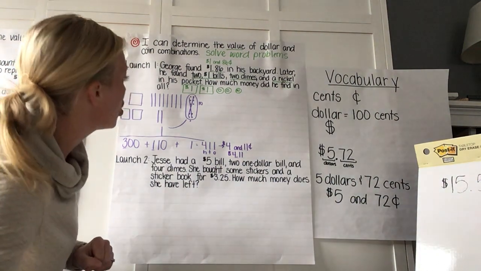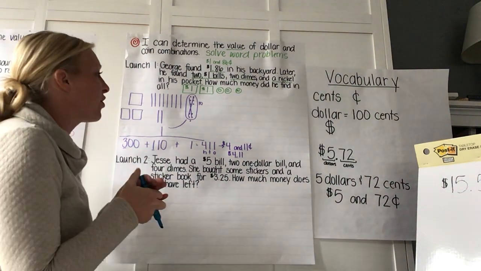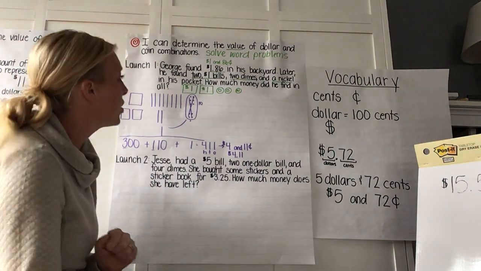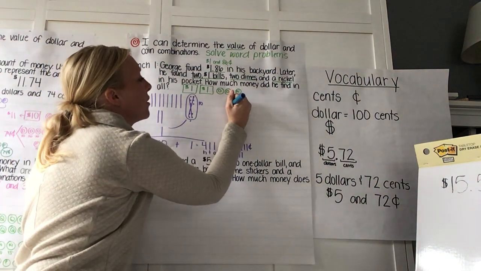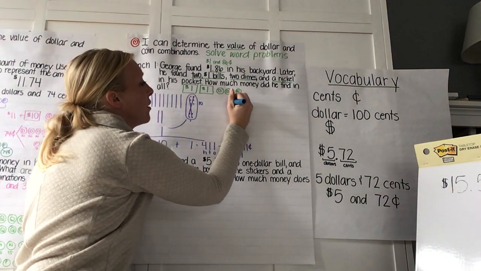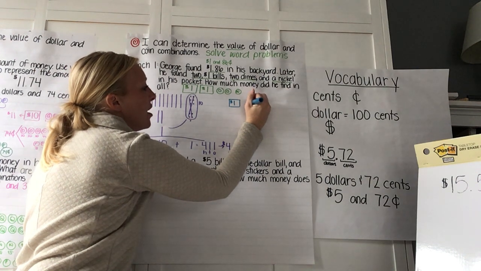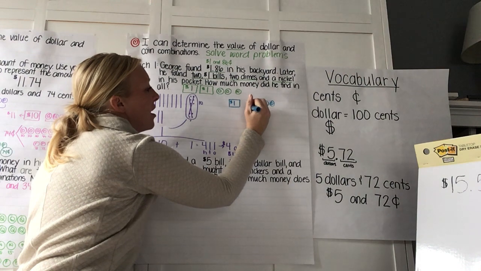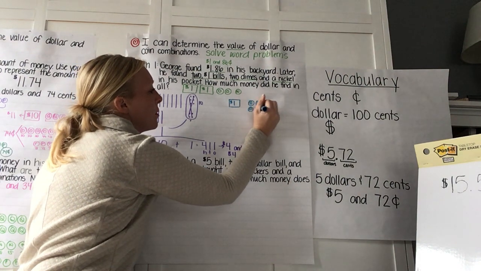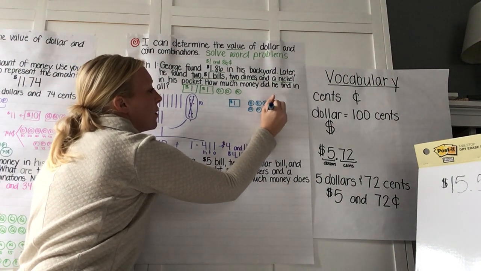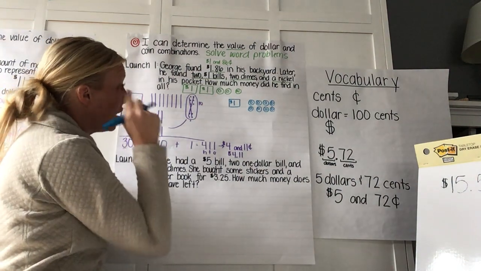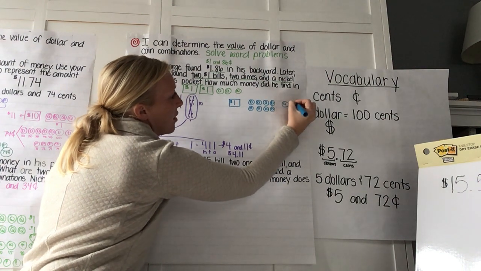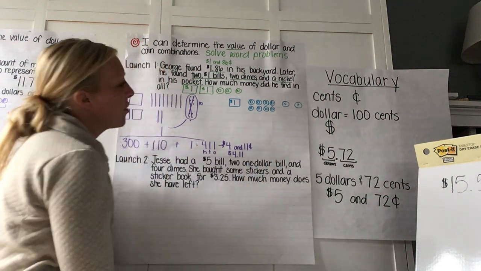Can I have a friend share? Can I have you share? You did something very similar, but not with your base 10 blocks. How did you show this with your coins? So you had your $1, and why did you make your 80 into dimes? Because those were dimes, okay, and it just made it a little bit easier. All right, and then how did you show 6? A nickel and a penny, okay?